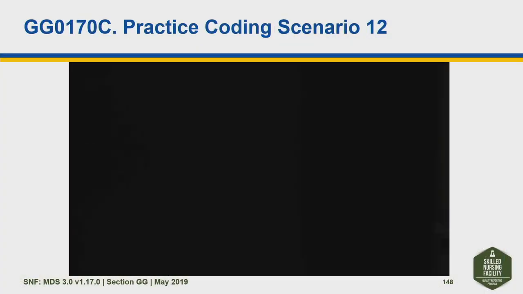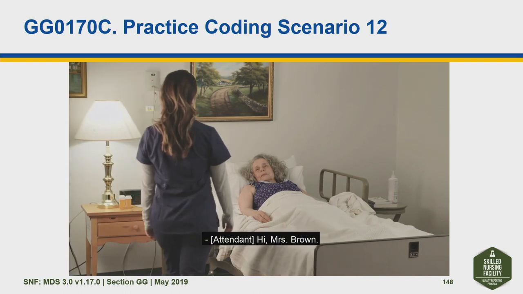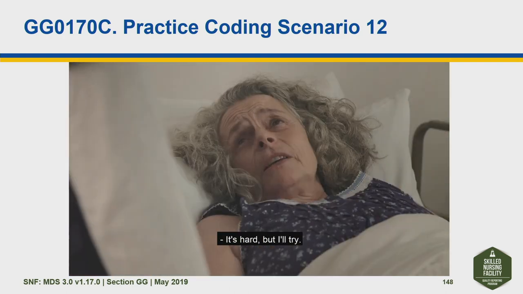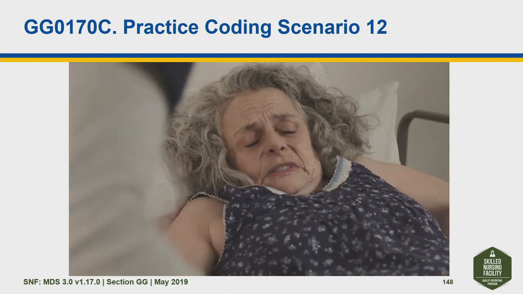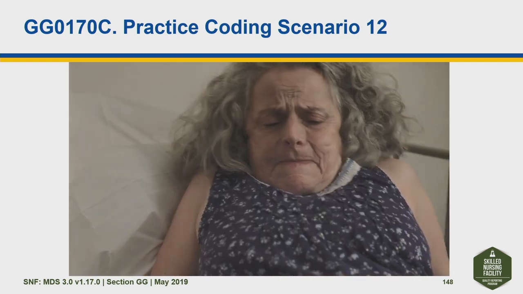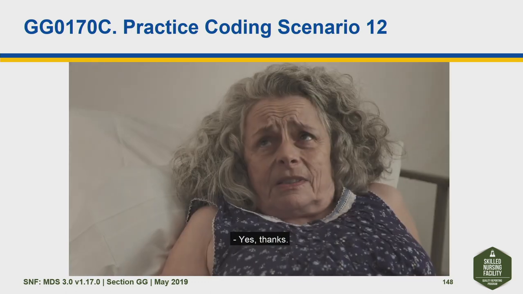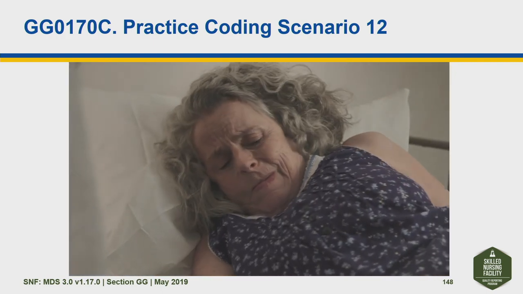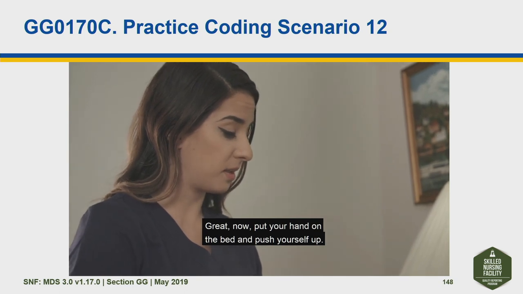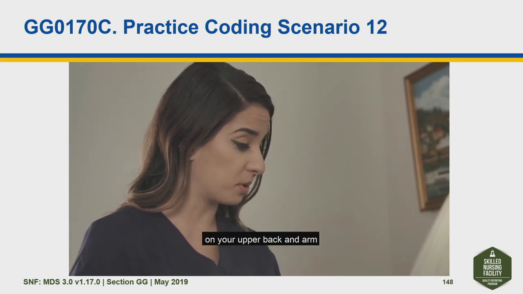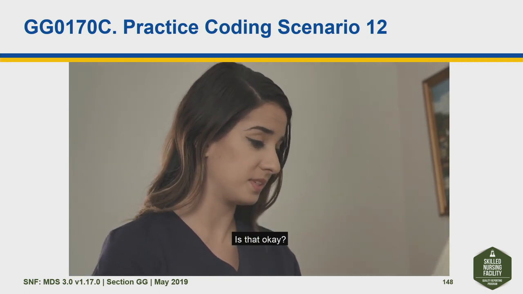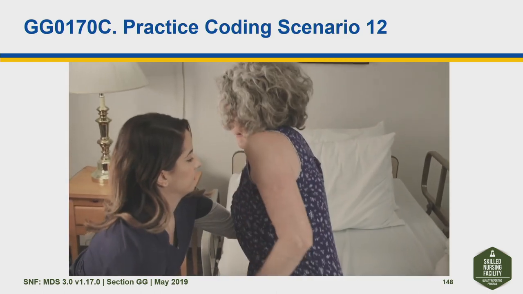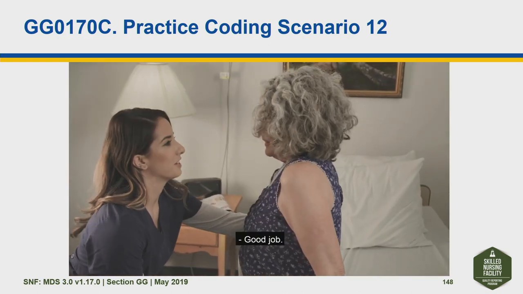So we'll do one more video. Hi, Mrs. Brown. How are you today? I'm doing a little better, thanks. Good. Can you come sit on the side of the bed for me? It's hard, but I'll try. Looks like you're struggling a bit. Can I help you? Yes, thanks. Okay, first, let me have you try to lie on your side. Great. Now, put your hand on the bed and push yourself up. As you do that, I'm going to put my hand on your upper back and arm and swing your legs until you're in a seated position. Is that okay? Sure. Let's give it a try. Good job. Thanks.